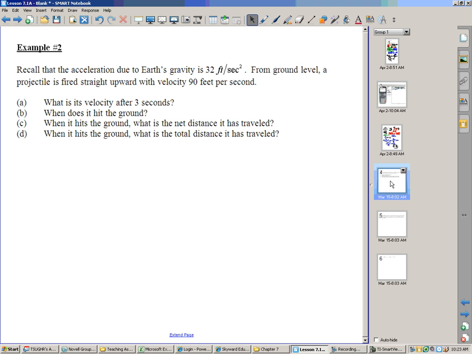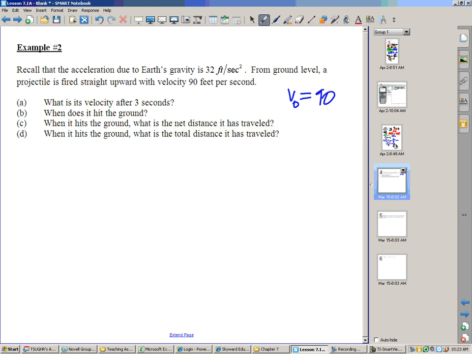Alright, here we go. Example number 2. Recall that acceleration due to Earth's gravity is 32 feet per second squared. From ground level, a projectile is fired straight upward with a velocity of 90 feet per second. So that means that the initial velocity at time 0 is 90. Okay? We also know that the acceleration is 32 feet per second squared. So what's the velocity after 3 seconds?